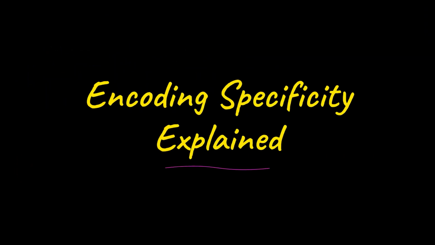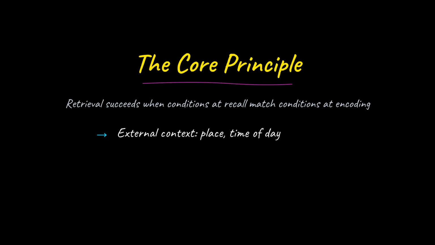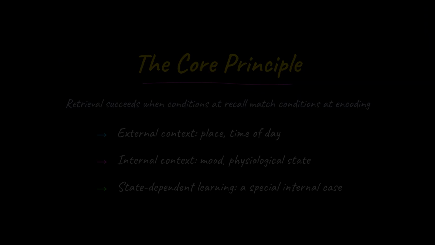Encoding specificity is one of the most powerful principles in memory research, formulated by Endel Tulving in the early 1970s. It explains why the context surrounding learning shapes how well we can later retrieve that information. The match between encoding and retrieval context can be external, like a physical location, or internal, like an emotional state. State-dependent learning is a specific version where your physiological state at study must match your state at test.